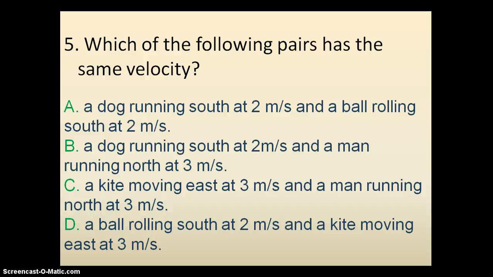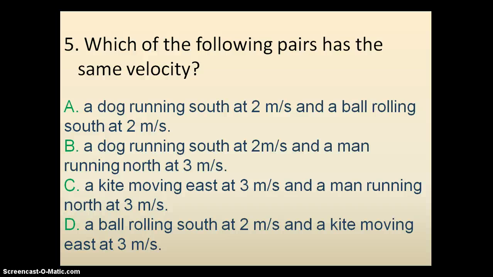A, a dog running south at 2 meters per second and a ball rolling south at 2 meters per second? Or is it B, a dog running south at 2 meters per second and a man running north at 3 meters per second? C, a kite moving east at 3 meters per second and a man running north at 3 meters per second? Or D, a ball rolling south at 2 meters per second and a kite moving east at 3 meters per second? Go ahead and make your answer choice.